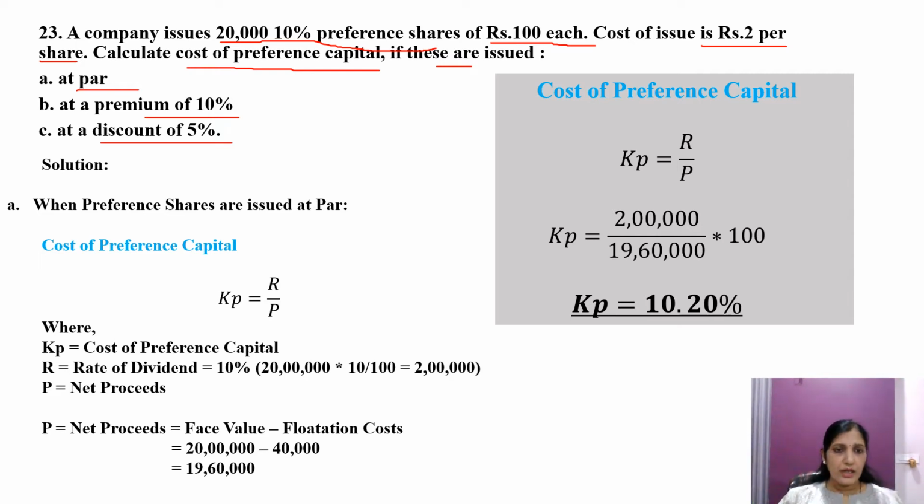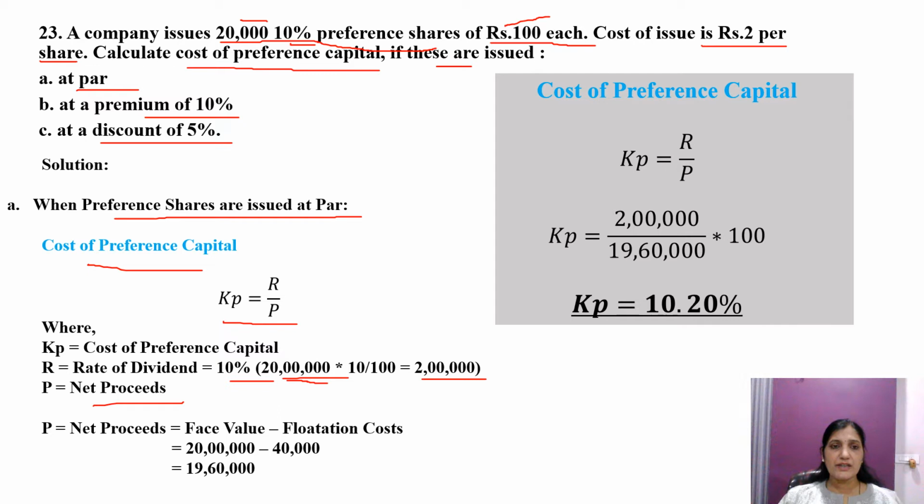Now, when preference shares are issued at par, the cost of preference share is KP is equal to R by P. The formula remains the same. R is the rate of dividend. What is the rate of dividend? 10%. 10% of what? Of 20 lakhs. From where did you get this 20 lakhs? 20,000 shares of rupees 100 each. So 20,000 into 100 will be 20 lakhs, into 10 by 100 you will get 2 lakhs. Now P is the net proceeds.